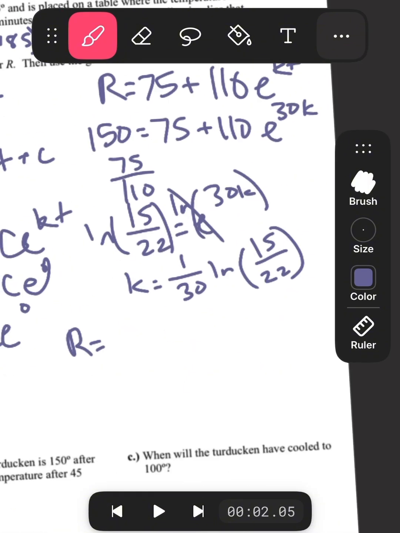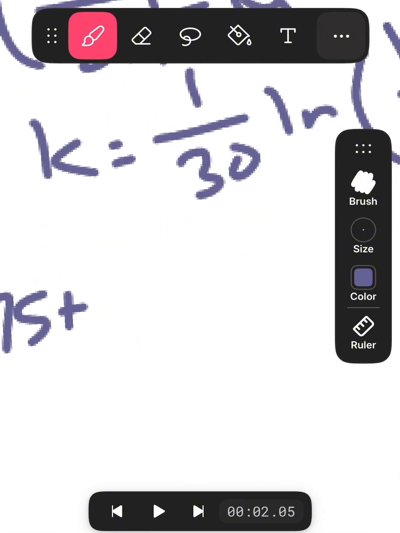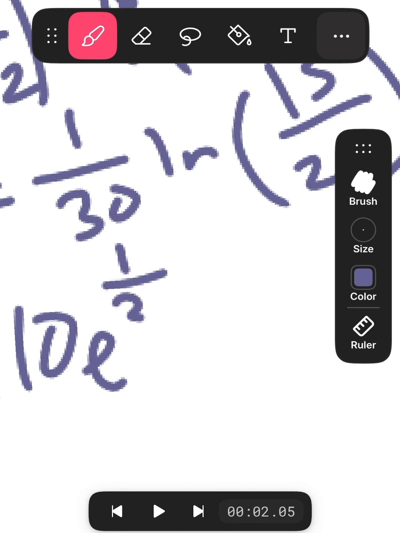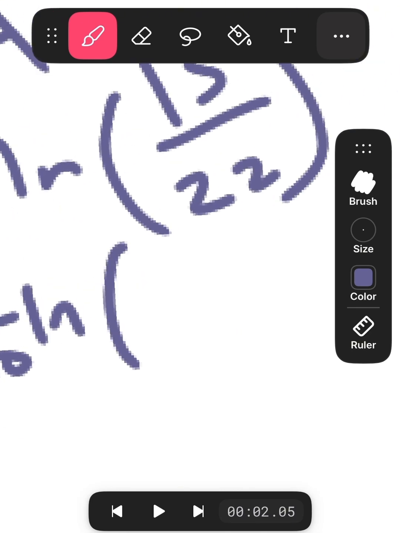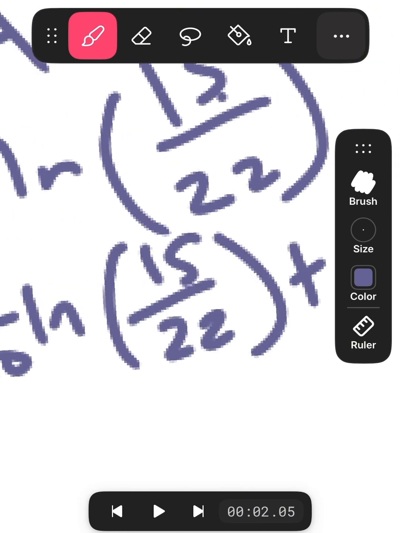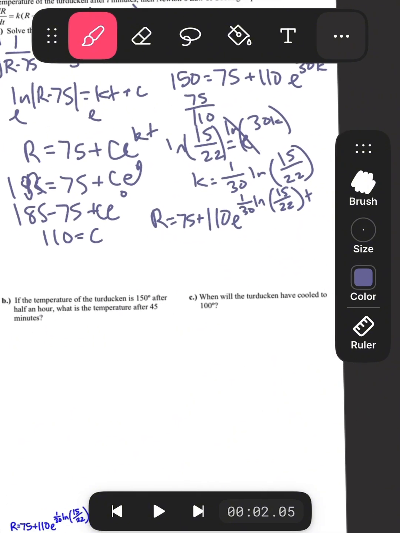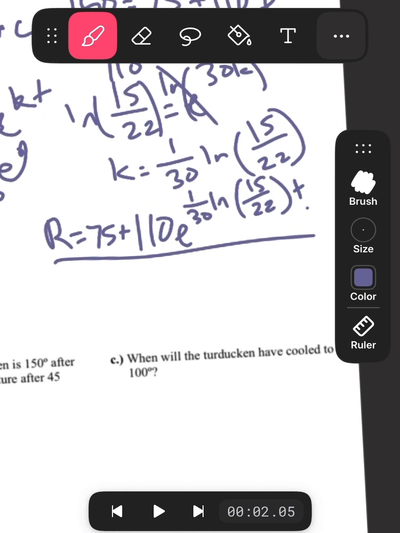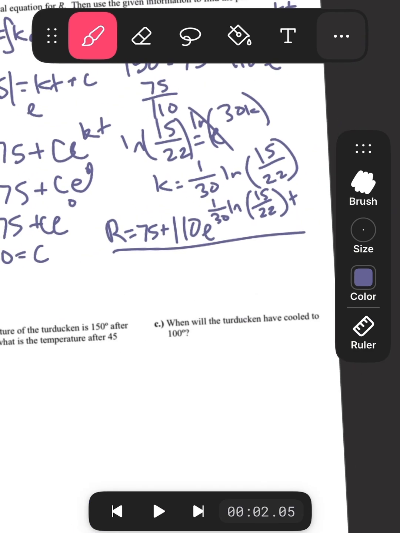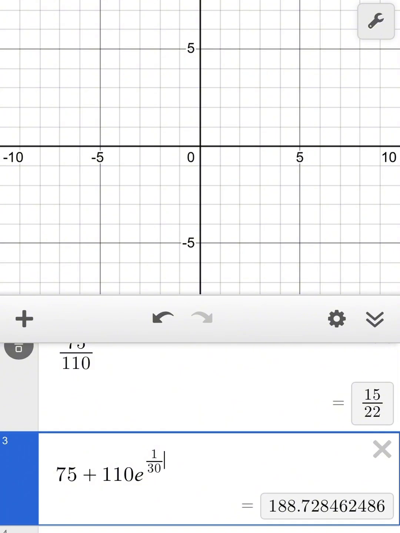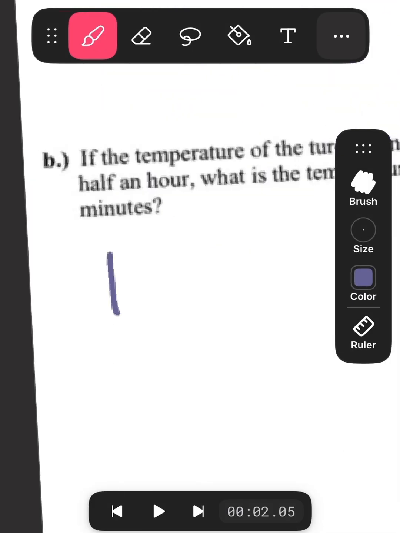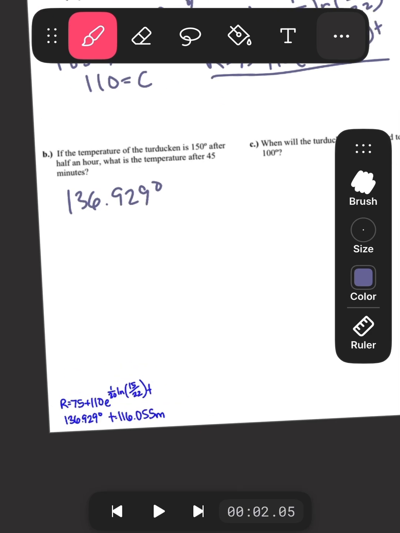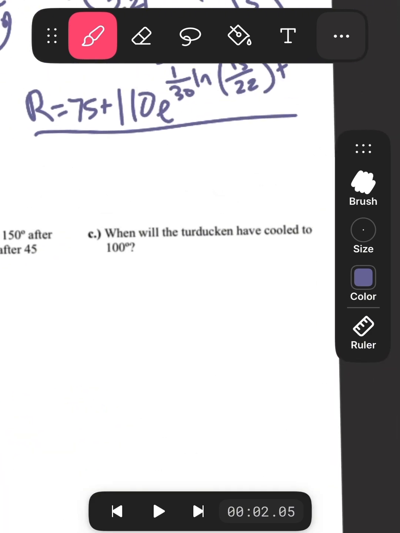Finally, write down the particular solution, which is 75 plus 110 e to the (1/30) ln(15/22) t. Now, the temperature of the turducken is 150 degrees after half an hour. What is the temperature after 45 minutes? For this, we just have to plug in 45 for that t there. So 136 degrees.